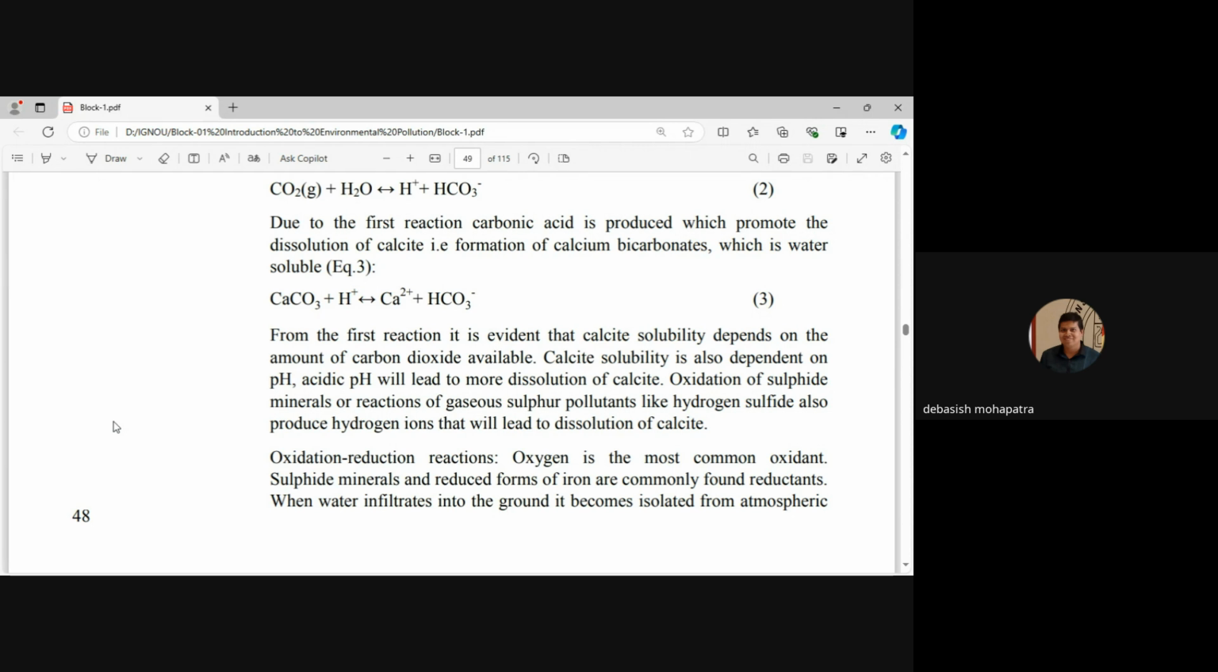Then oxidation reduction reaction. Oxygen is the most common oxidant; sulfide minerals and reduced forms of iron are commonly found reductants. So when water infiltrates into the ground, it becomes isolated from the atmosphere.